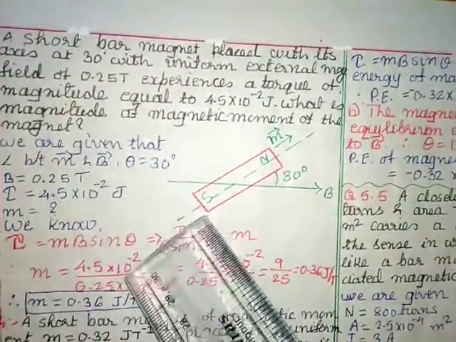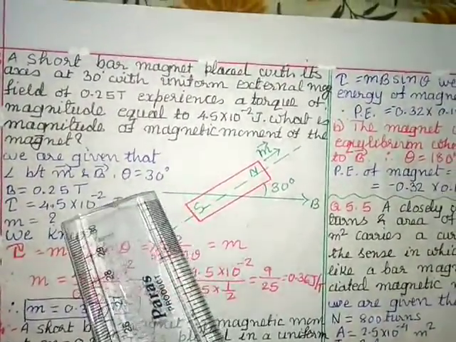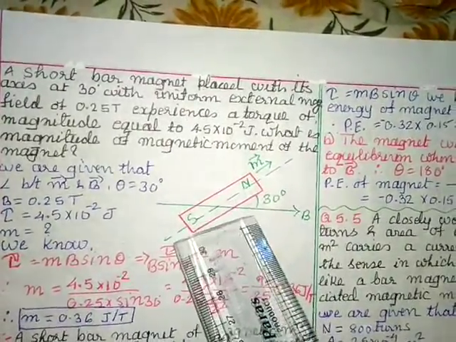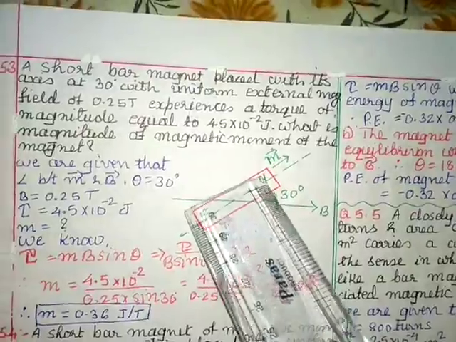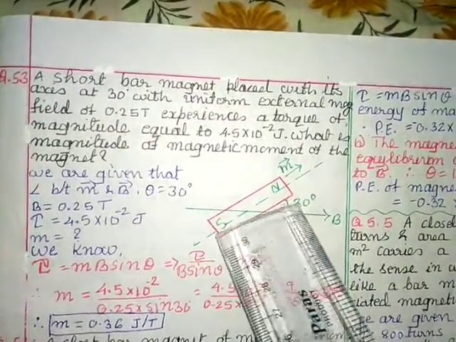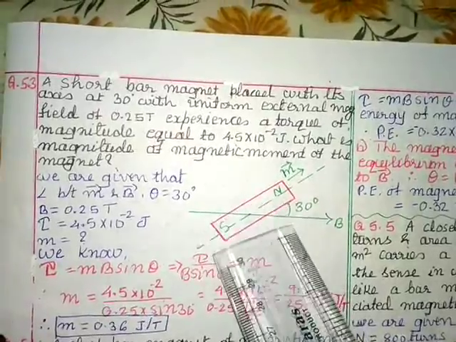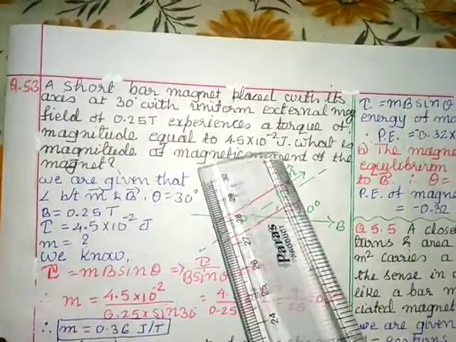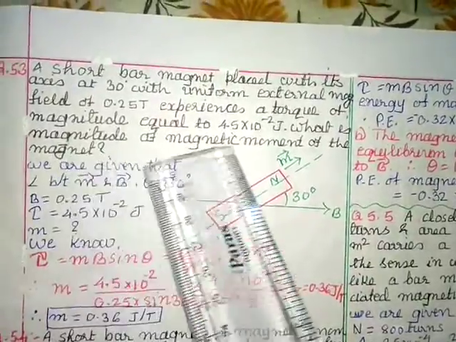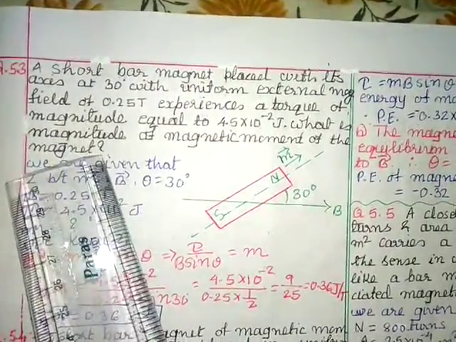So this is the magnet placed in the external magnetic field. It is making an angle of 30 degree. It experiences a force because it is placed in the magnetic field at some angle, and that force, which is torque, is given to us as 4.5 into 10 to the power minus 2 joule. You have to find the magnitude of the magnetic moment of the magnet.